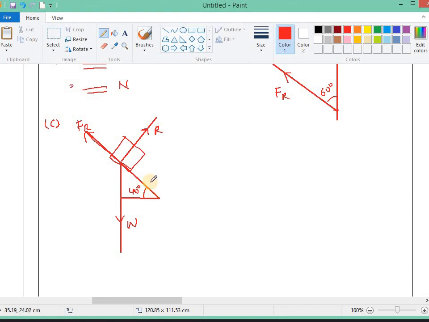So we want to resolve this weight into the horizontal component and vertical component. The horizontal component is the component that is parallel with the inclined plane. So I use, let's say, this green color. This is the component that is parallel with the inclined plane. This is the component that is perpendicular with the inclined plane. I use Fy, this one Fx. The angle over here is 40 degrees. So you see here, we can get a parallelogram now.